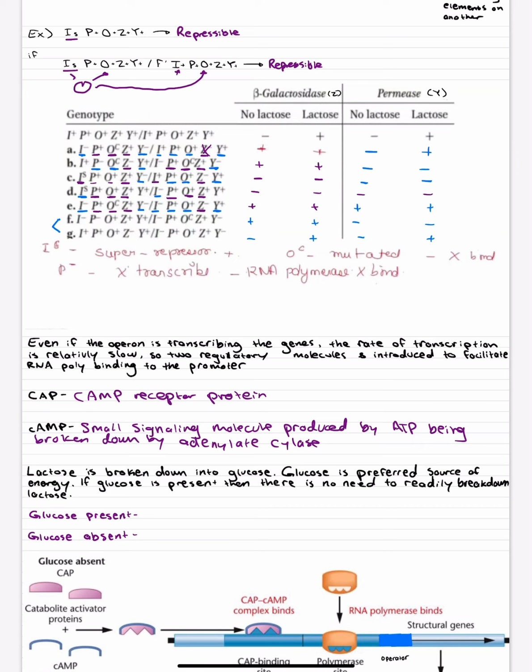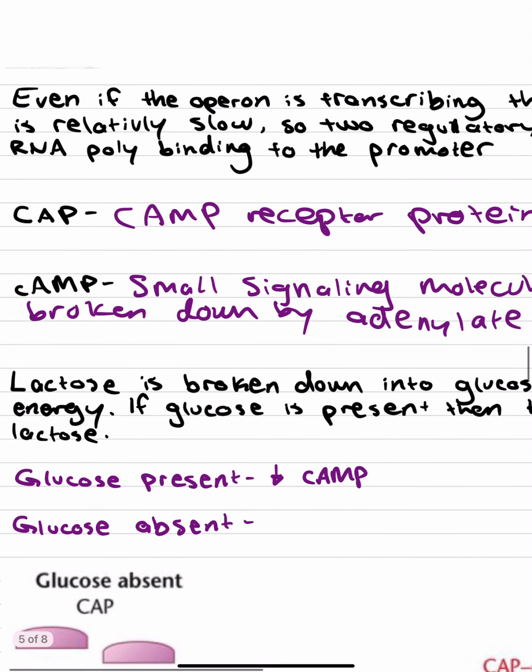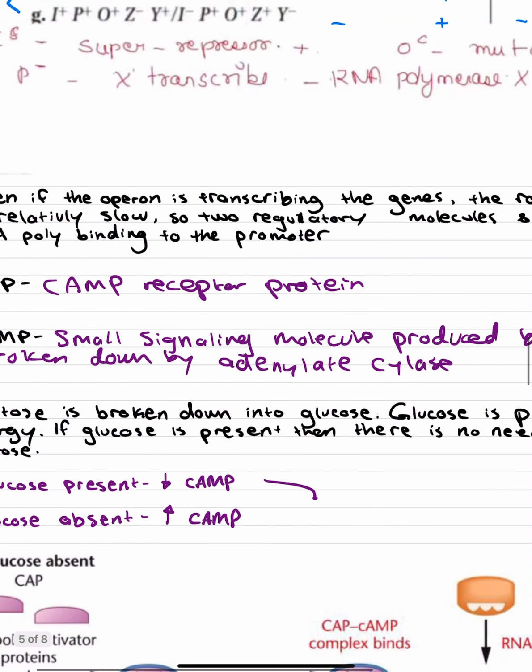So when glucose is present, we're going to have low levels of cAMP. However, when glucose is absent, we're going to have high levels of cAMP. Now, both of these affect transcription rate, not if transcription will occur.